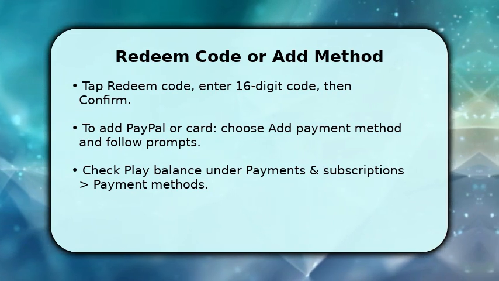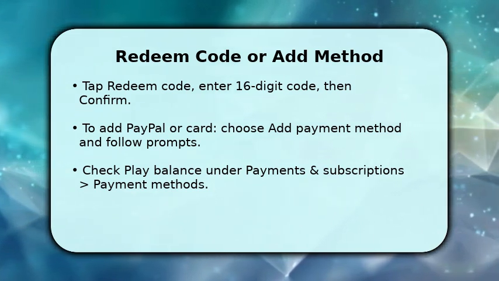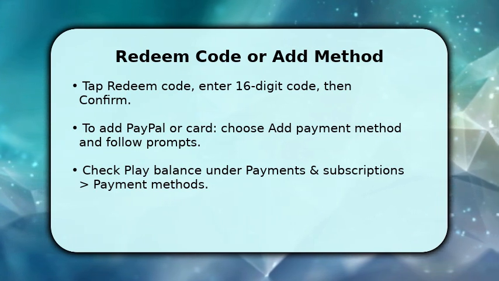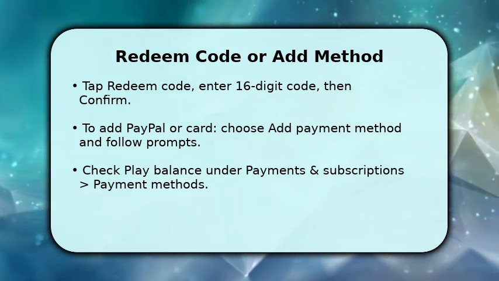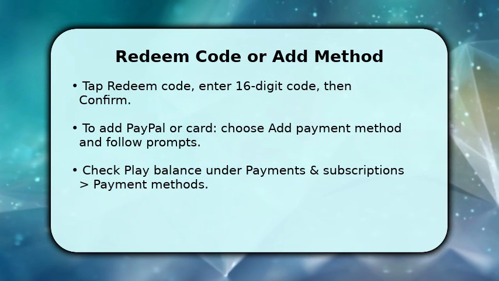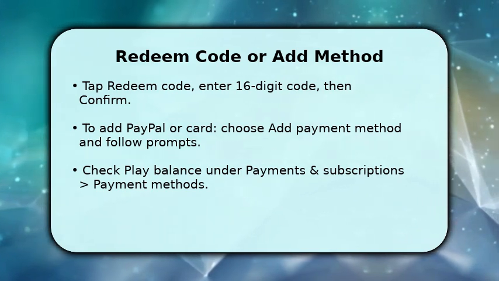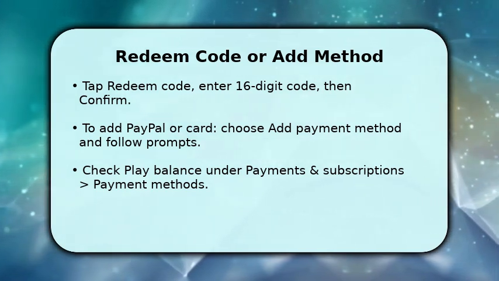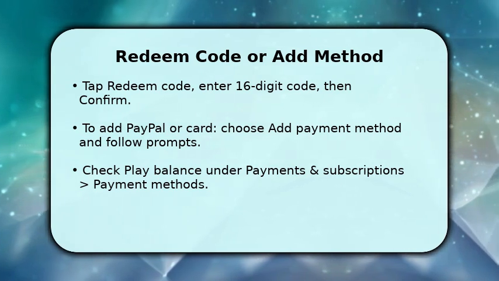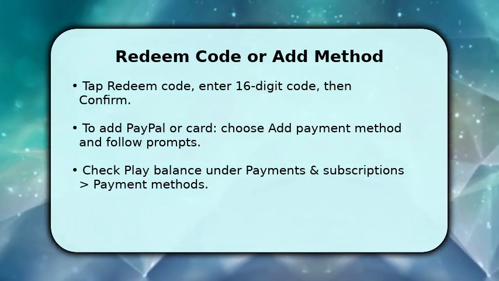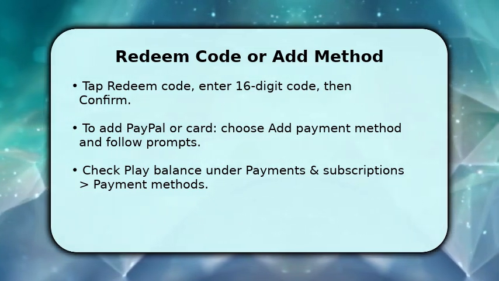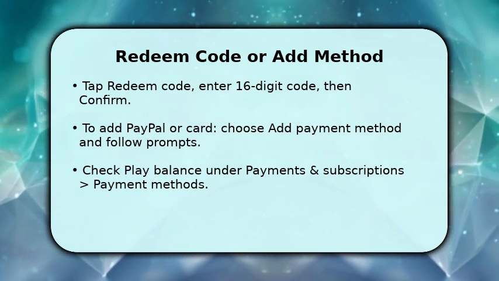If you prefer PayPal or a credit card, choose Add Payment Method and complete the verification steps. Google may ask for CVV or to sign in to PayPal. Once done, go back to Payments and Subscriptions and view payment methods to confirm the new balance or active card is listed for purchases. Finish by making a small purchase to ensure funds apply.